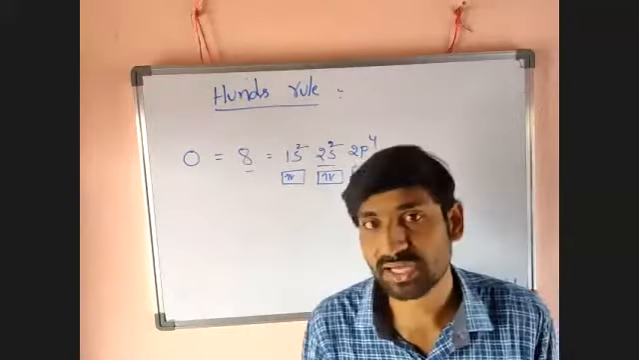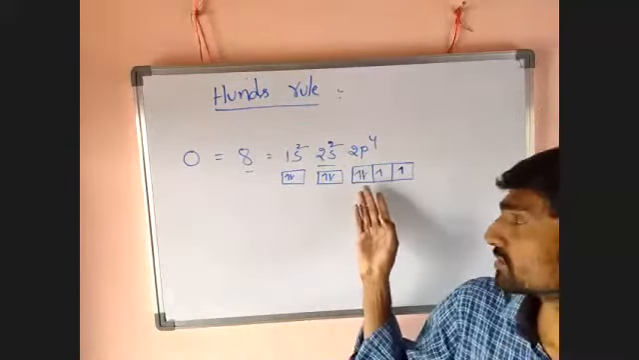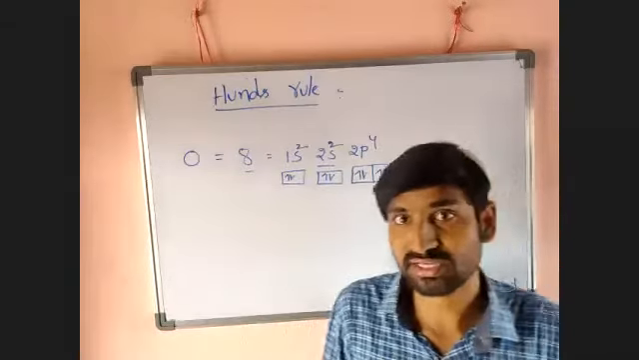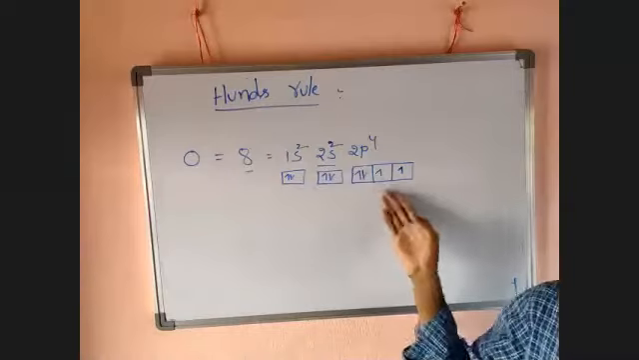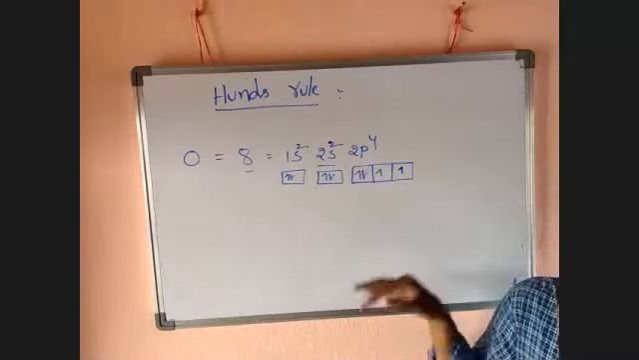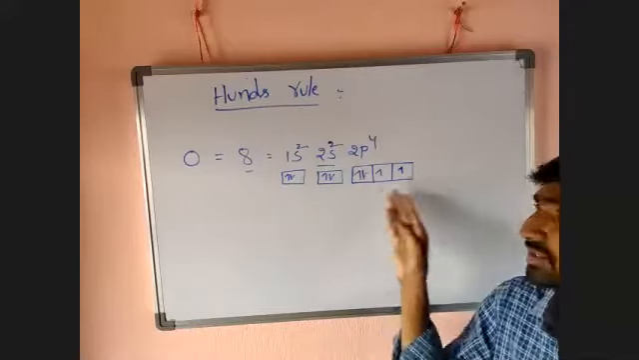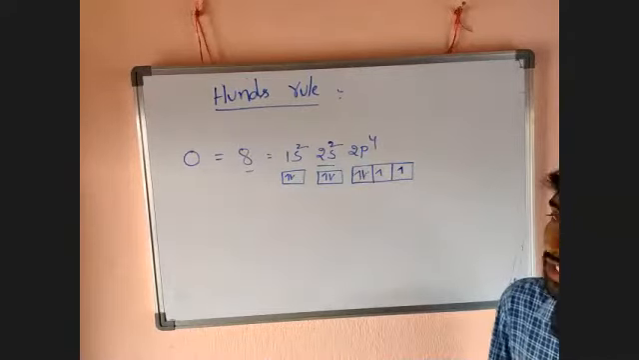Hund's rule states that distribution of electrons takes place in degenerate orbitals. I mean pairing of electrons takes place in degenerate orbitals after partial filling. After single electron filling, pairing takes place in degenerate orbitals. Degenerate means having the same energy. Okay. So that one is Hund's rule.